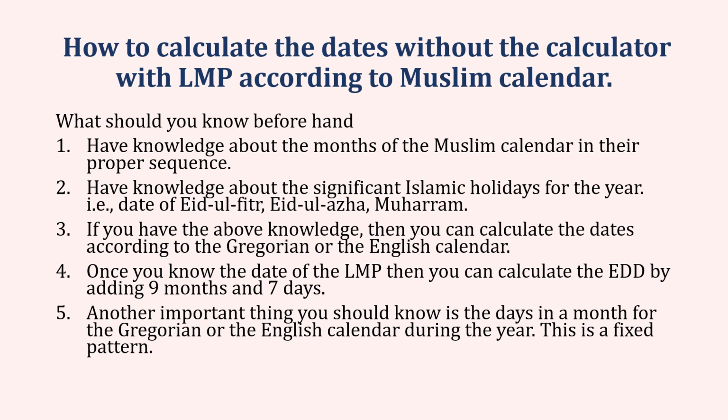Once you know the date of the LMP, then you can calculate the expected date of delivery by adding 9 months and 7 days. Another important thing you should know is that the days in a month for the Gregorian or the English calendar during the year have a fixed pattern. But the Muslim months do not have a fixed pattern.